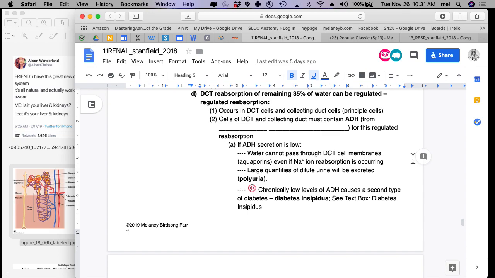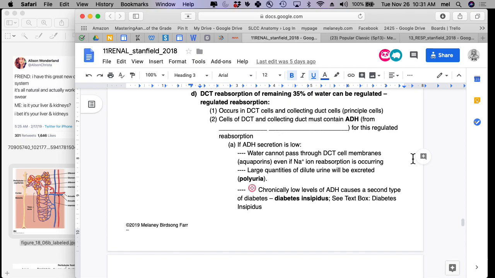Okay, so what is going to happen is the cells of the distal convoluted tubule and/or collecting duct must contain ADH. Where's ADH come from? Posterior pituitary for regulated reabsorption. So what ADH does, it's complicated, but I can simplify it. Here's the simple version. What ADH does is allows water to follow sodium at the distal convoluted tubule. The mechanism is that ADH actually causes aquaporins to move into the cell membranes of the distal convoluted tubule cells.